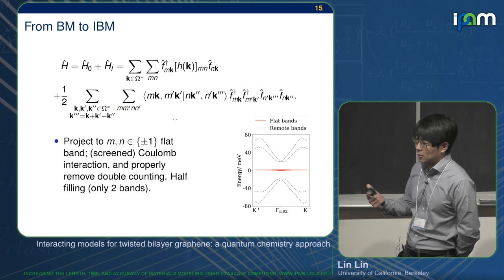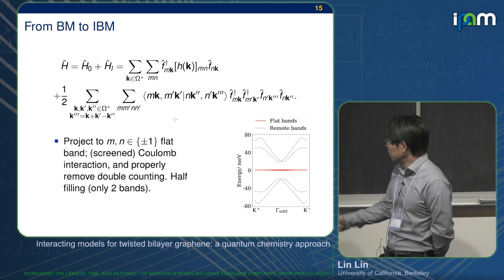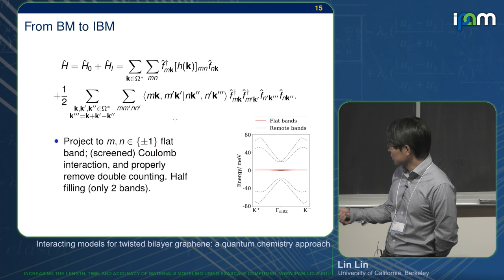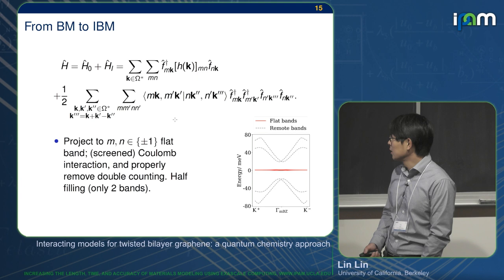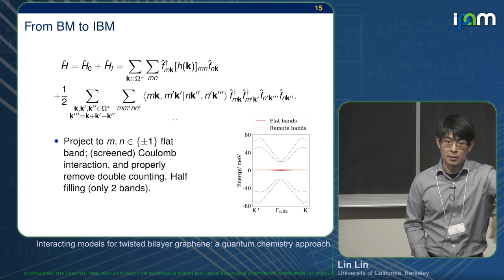You project to these two flat bands per K, you use the so-called screened Coulomb interaction, and properly remove the double counting. That's really a modeling part. Then the correlated insulating phase in this particular model is at half filling, because you only have two flat bands per K, so the only interesting non-integer filling is one, or half filling.